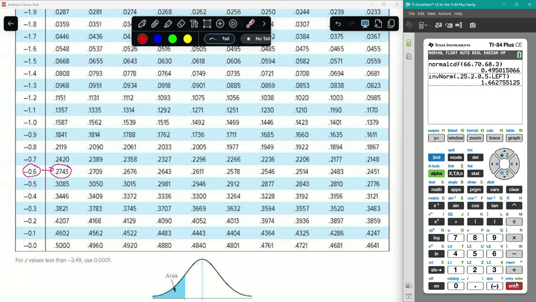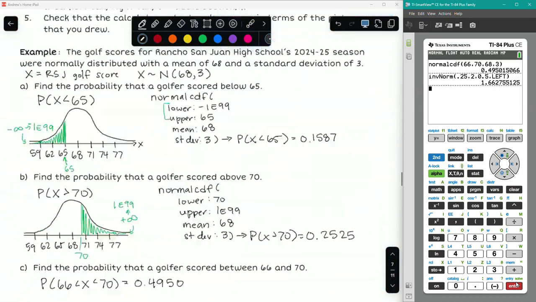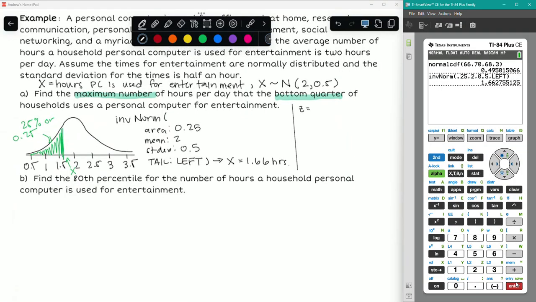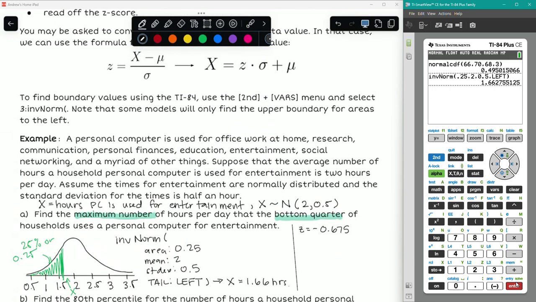So my guesstimate is I'm sitting halfway between those, which would be a z-score of negative 0.6. And if I track that up, that's sitting between 7 and 8. So negative 0.675 if I had to guesstimate. So from the table, z is approximately negative 0.675.